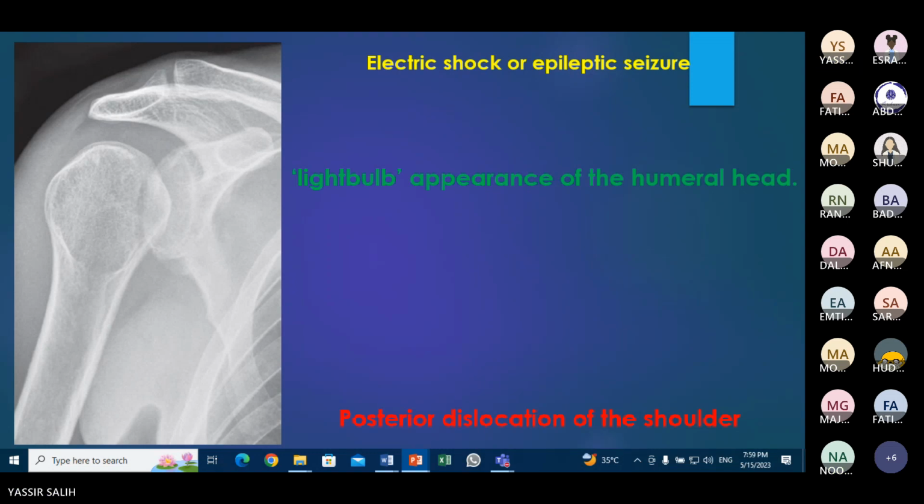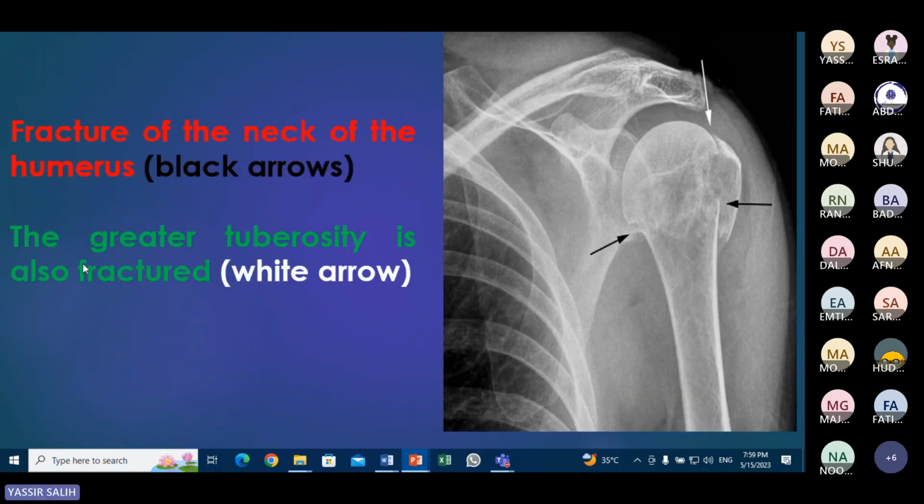What sign or appearance do you see? This patient presented after electric shock or epileptic seizure. Light bulb appearance. Light bulb. زي اللمبة بتاعت النادي، اللايت بلب اللي مدورة دي. This is a light bulb sign. So what is the diagnosis? Posterior dislocation of the shoulder.